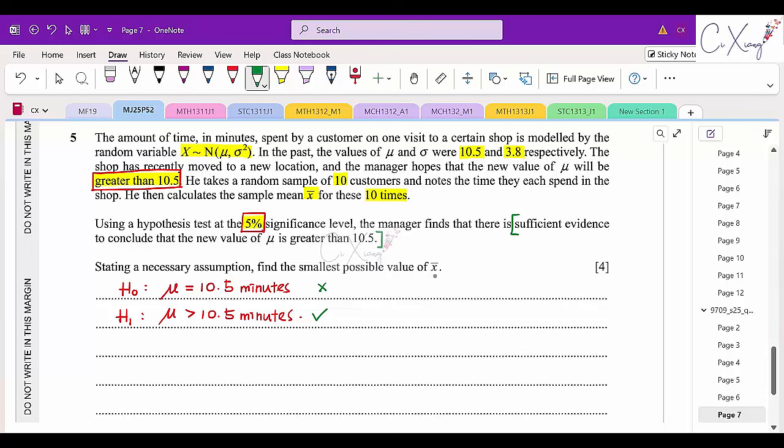Okay, then after that, I want to know what's the smallest possible value for the sample mean so that I can make this conclusion. According to the distribution that we have here, we are going to test the population mean. It is originally normally distributed, and this is a one-tailed test. Therefore, I have a rejection region on the right-hand side. This rejection region will be 0.05, and this is 0.95.